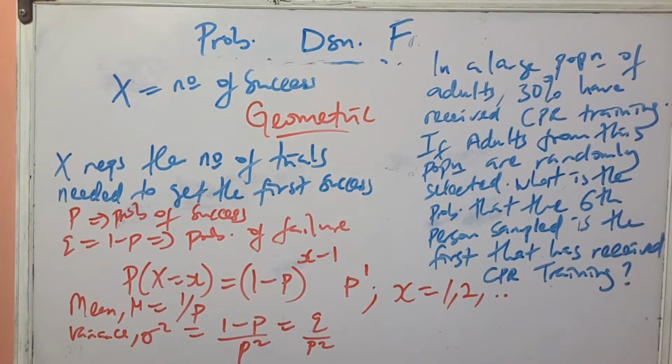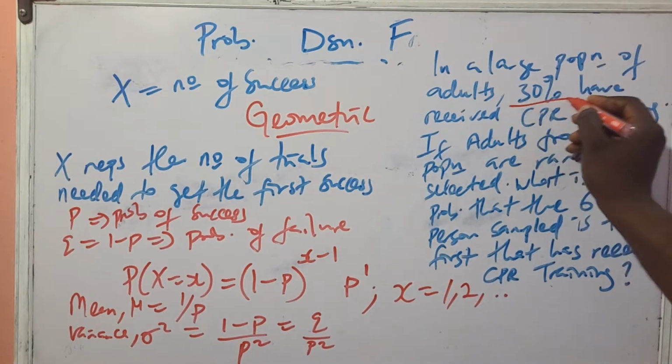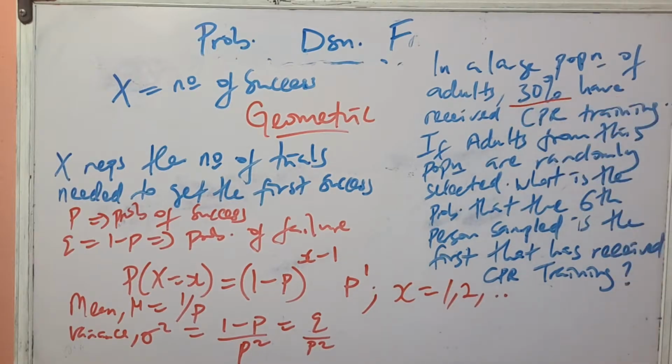So now you're told that you have a large population of adults. 30% have received CPR training. Of course, you should be able to identify what 30% here means. What does 30% mean here? Can anybody in the comment section give me the answer to that?